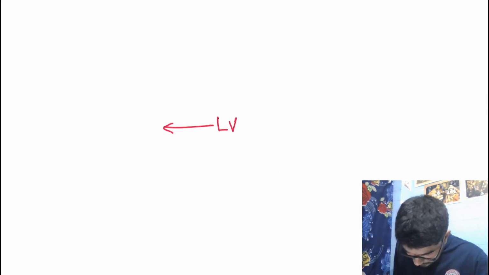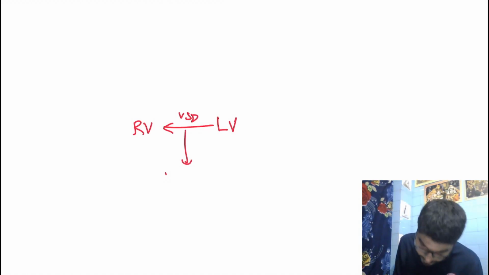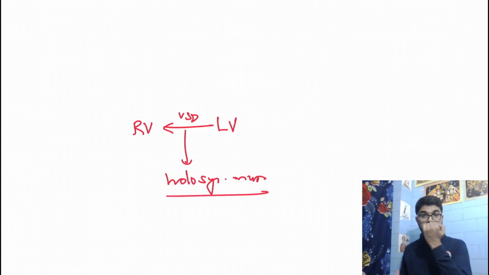What happens? Again we will move back to this: left ventricle to the right ventricle shunt via the VSD, and we have already discussed we get a holosystolic murmur. Why? Because the blood shunts only during the systole.